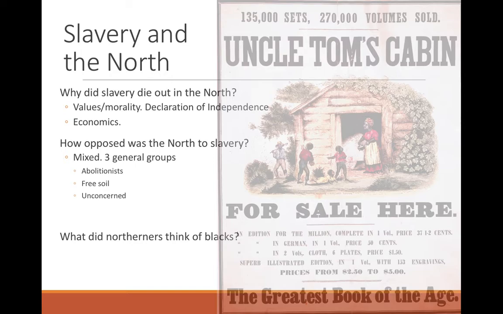So the answer to that question, what did Northerners think of blacks, is almost without exception, most whites in the North would have thought of blacks as inferior. The scenes in the movie 12 Years a Slave that we saw, I think, were really good, where Solomon is in the North, but I think they were unusual, that was not the norm.